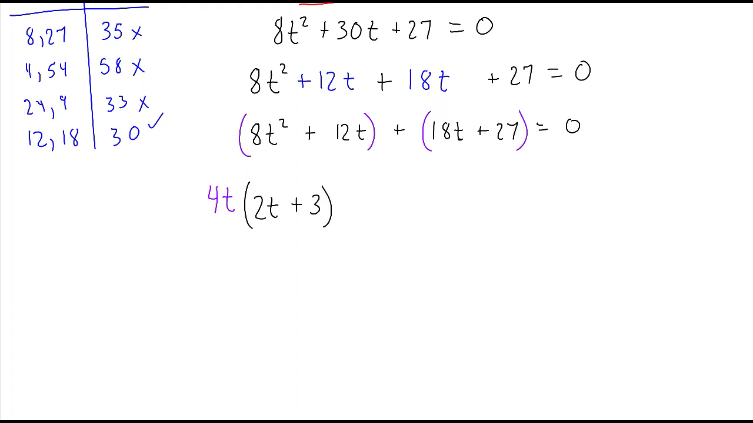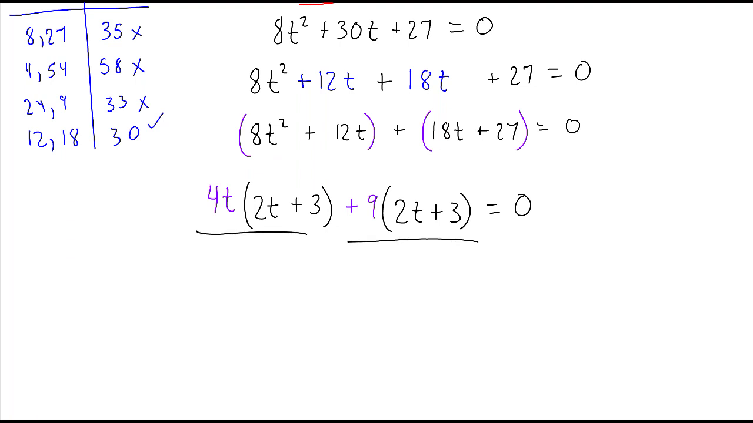Okay, now 18t plus 27. 18 and 27, those are both divisible by 9, a positive 9. So if I factor out a 9, that means I'm dividing these by 9. 18t divided by 9 is 2t. And 27 divided by 9 is 3. All that equals 0.